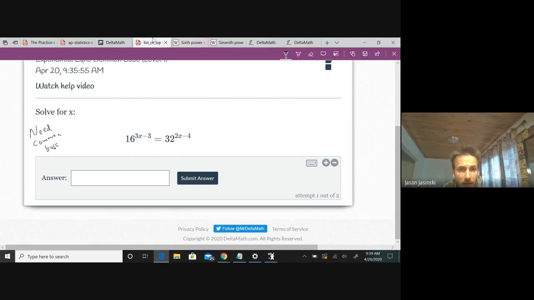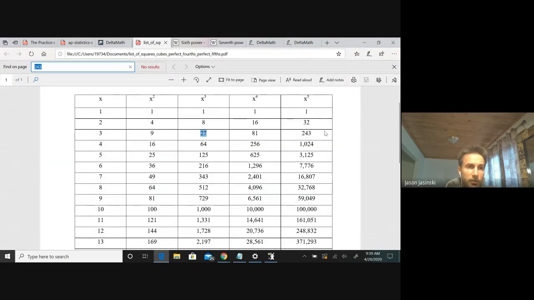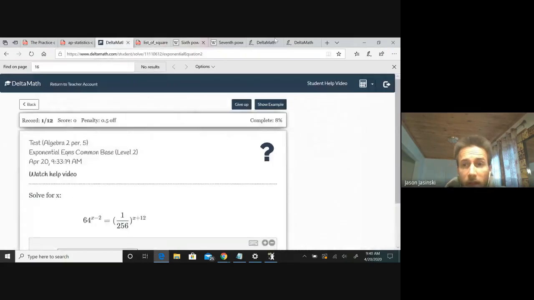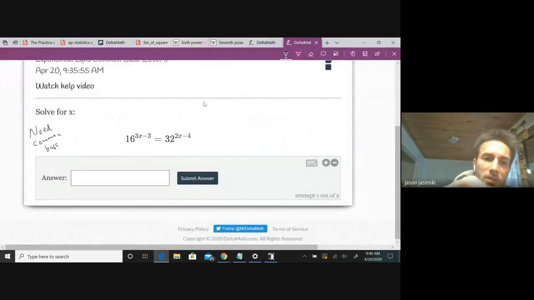So you can look on a list here. I could do Control F for find, type in 16 if you want. It appears several times. It'd be 4 squared, sorry, not 6 to the 3rd. It'd be 4 squared or 2 to the 4th. My guess would be 2 to the 4th. So let's do that for now.